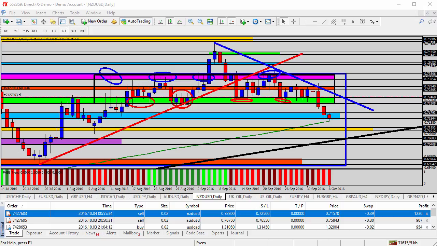We have employment data out of Canada and NFP out of the U.S. coming up at 8:30 a.m. tomorrow morning. So want to be sure to remember that as we look for opportunities for the day today.